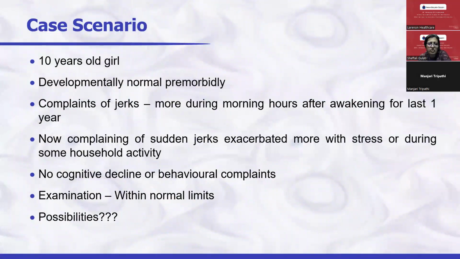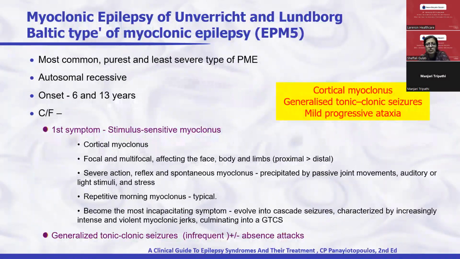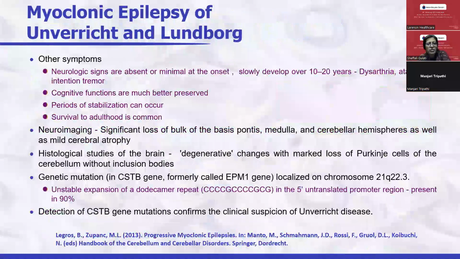This was a 10-year-old girl, developmentally normal premorbidly, who had jerks during morning hours after awakening for the last 1 year, and now complains of sudden jerks exacerbated by stress or during some household activities. So there was no cognitive decline. And so it turned out to be cortical myoclonus, generalized tonic discharges with mild progressive ataxia, which turned out to be myoclonic epilepsy. And you can have other symptoms.